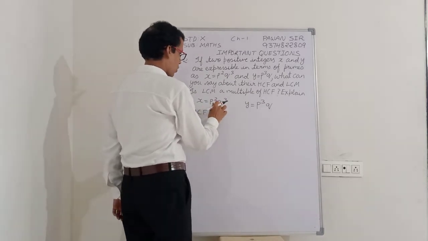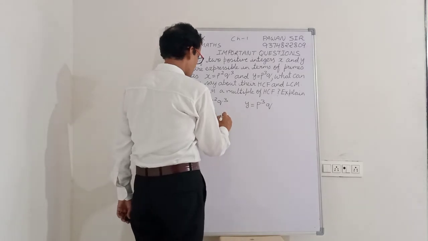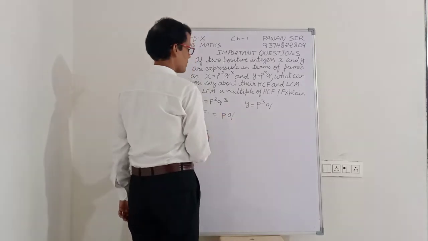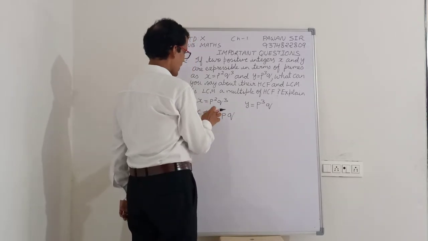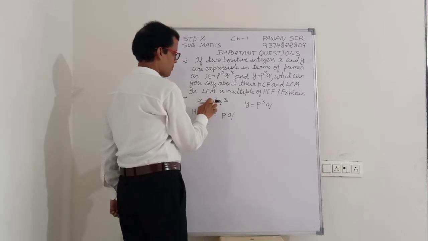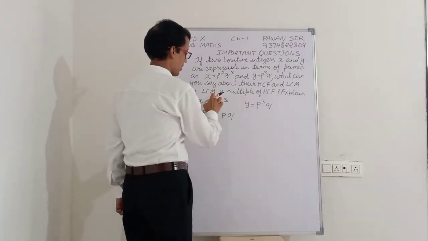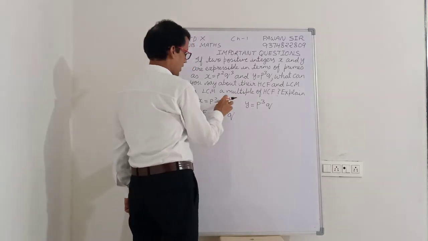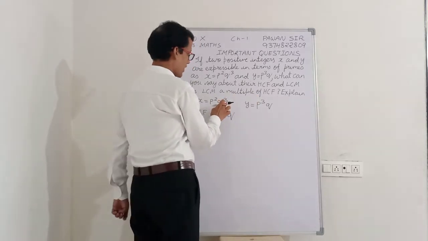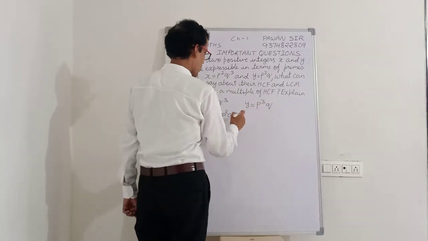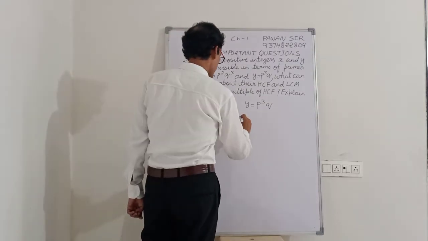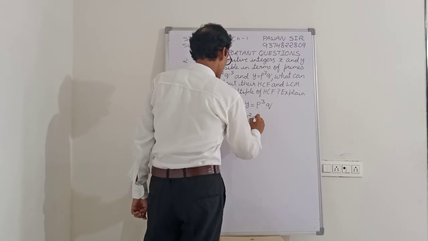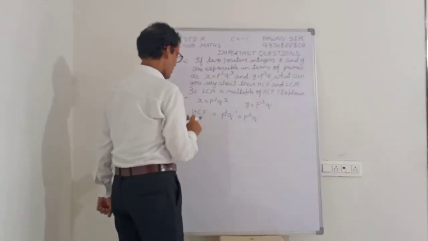So what is HCF? First we write both p and q. Now you can see that the minimum power of p in both of these is 2. So we write 2 here. And the minimum power of q, here it is 3 and here it is 1. The minimum power is 1. So what is HCF? p square q. So this is our HCF.